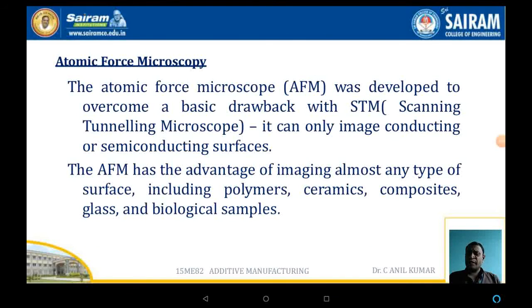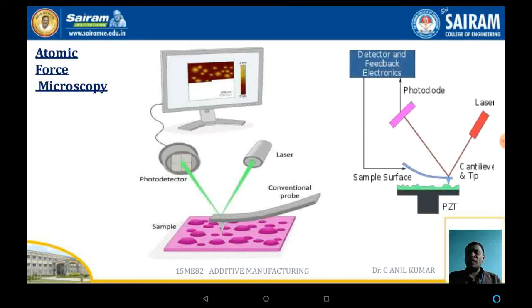AFM, atomic force microscopy, was developed to overcome the basic drawbacks of STM, which can only image conducting or semiconducting surfaces. The AFM has the advantage of imaging almost any type of surface, whether polymers, ceramics, composites, glasses, or biological samples also. The schematic diagram shows the AFM.